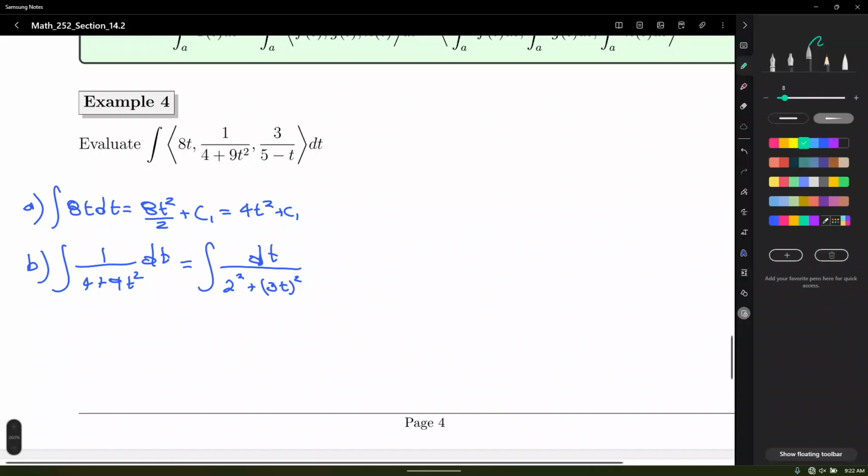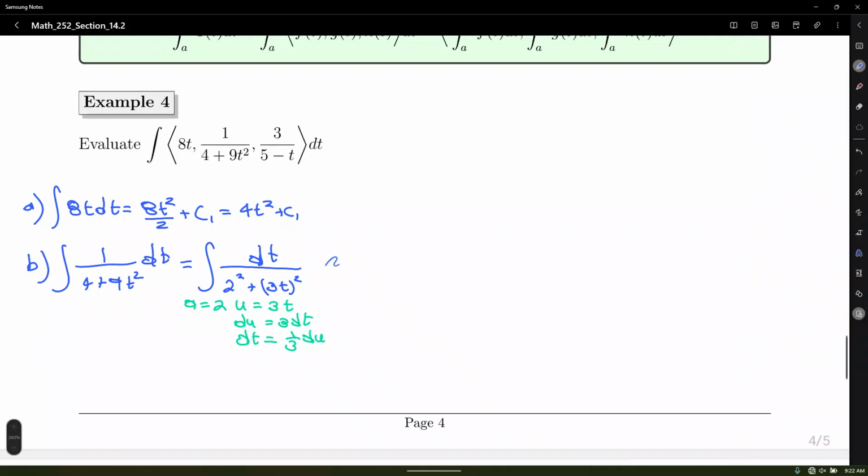So number one, a equals 2 and u equals 3t. That means du equals 3 dt, which means dt equals 1/3 du. All right? So now let's write the integral in terms of u. So that is the integral of dt, but I'm going to replace the dt with 1/3 du and divide this by, what's that? A squared plus u squared.